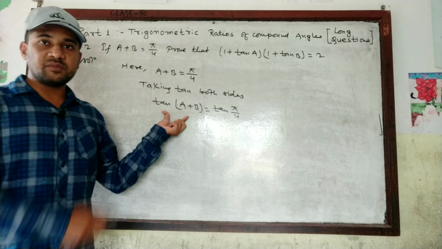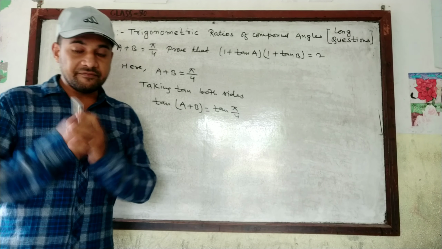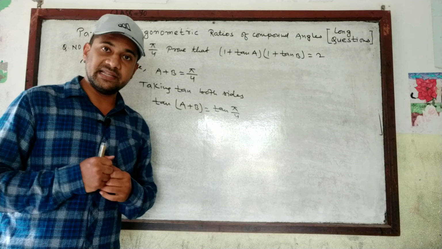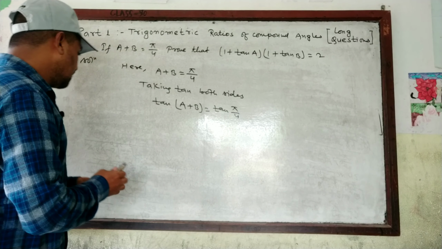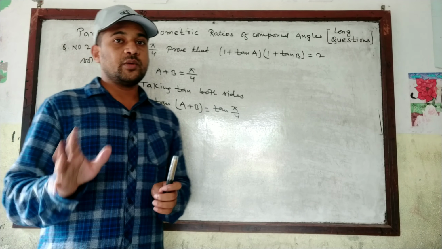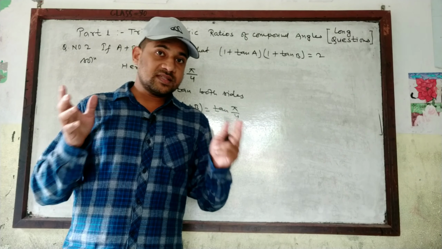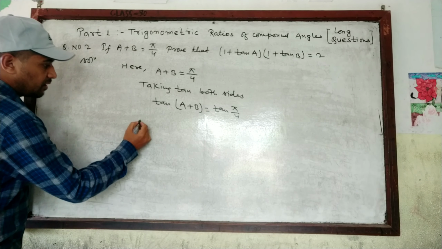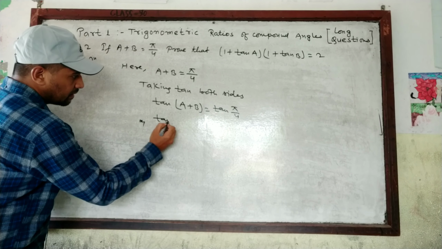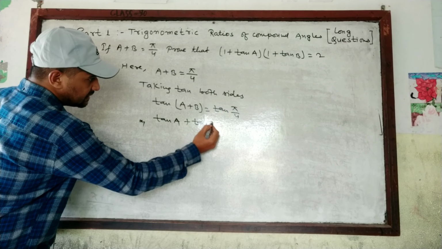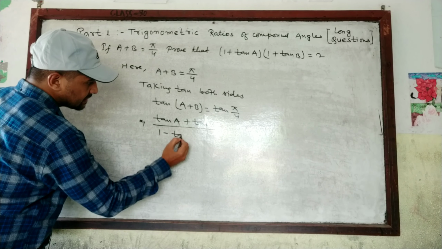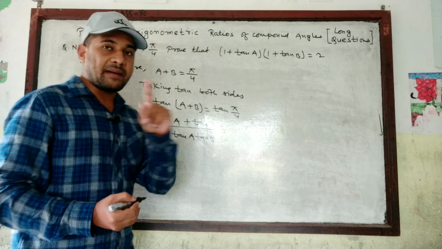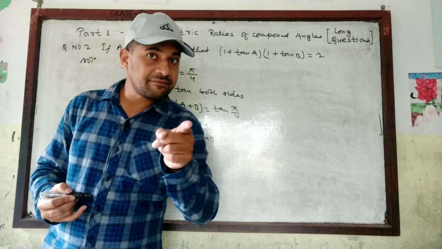Tan(A plus B), what is the formula of tan(A plus B)? I already provided it before starting this part 1. Tan(A plus B) formula: tan A plus tan B by 1 minus tan A tan B. The same formula we have to use here. If you don't know the formula, you cannot do trigonometric problems. So I request all the students to learn the formulas, then only start problems. So tan A plus tan B by 1 minus tan A tan B is equal to tan pi by 4. Pi by 4 means 45, and the value of tan 45 is 1.